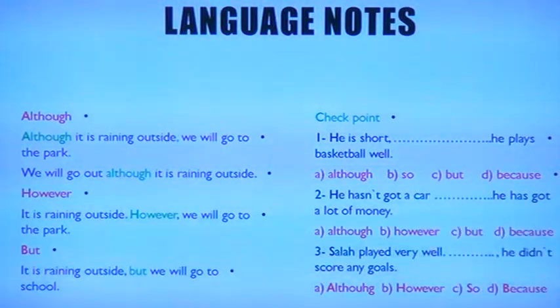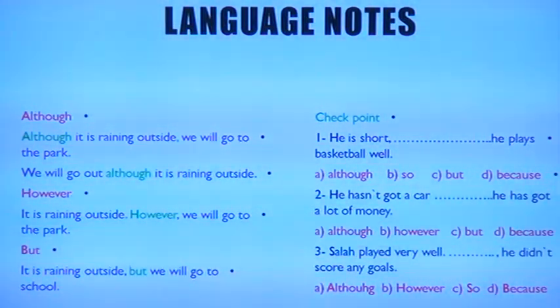Number 2, he hasn't got a car. He has got a lot of money. Which is the correct answer? Yes, the right answer is although. He hasn't got a car, although he has got a lot of money.